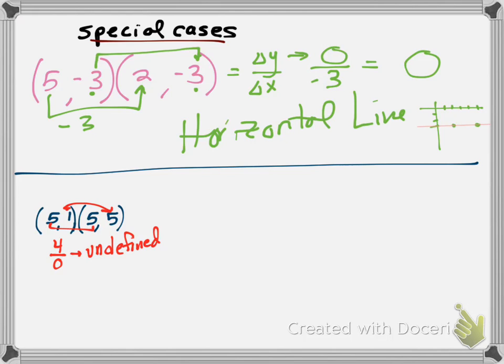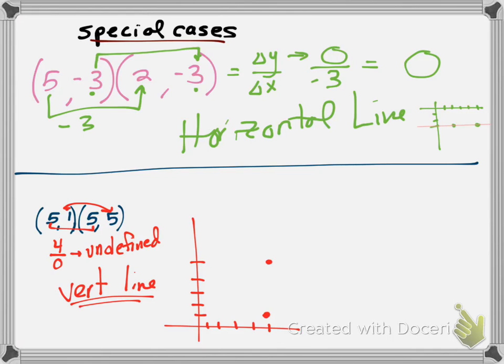Okay, and there's a couple ways I'm going to explain this, but I'm going to graph it first. So 5, 1, and 5, 5, and you can see it's a vertical line, which looks more like that. So it's a vertical line. So we know it's a vertical line, and the way you have to describe the slope is undefined. There's no other correct way to say it.